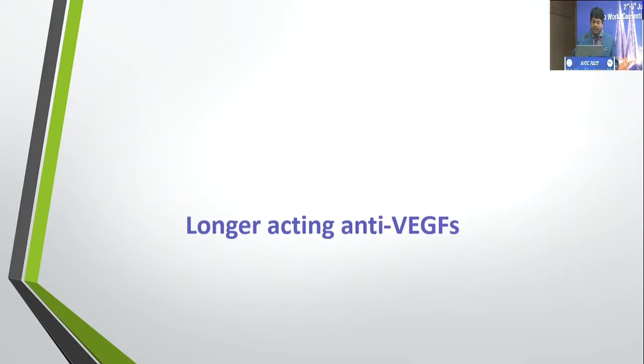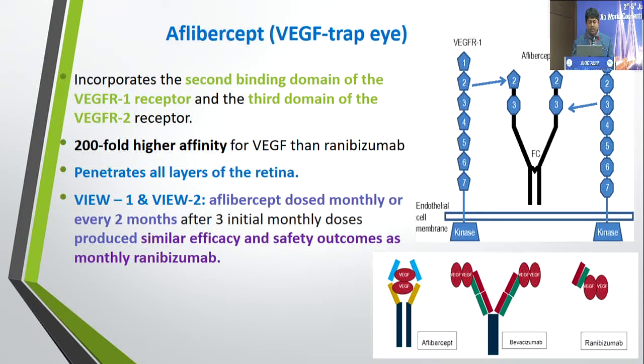So what are the longer acting anti-VEGFs? The commonly used one is aflibercept, which incorporates the second binding domain of VEGF R1 receptor and the third domain of the VEGF R2 receptor. It penetrates all layers of the retina. In VIEW1 and VIEW2 trials, it is seen that aflibercept dosed monthly or every 2 months produces similar efficacy and safety outcomes as monthly ranibizumab.